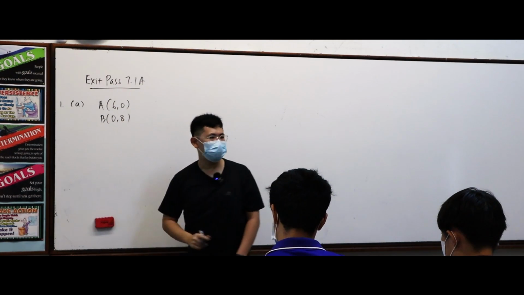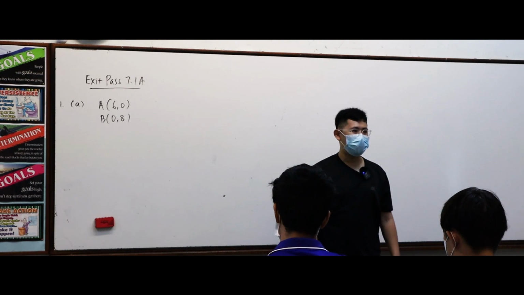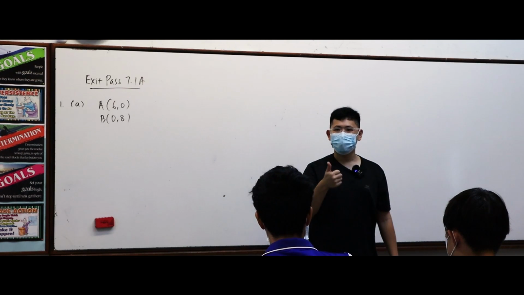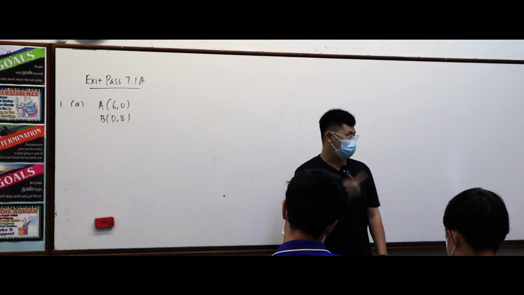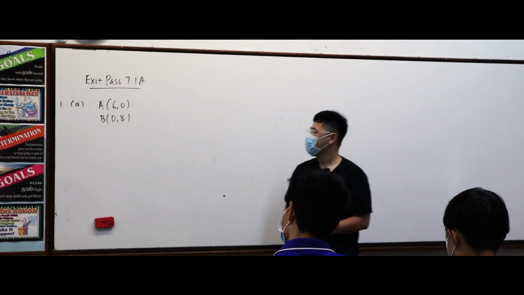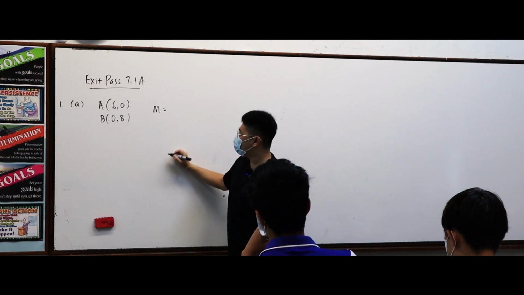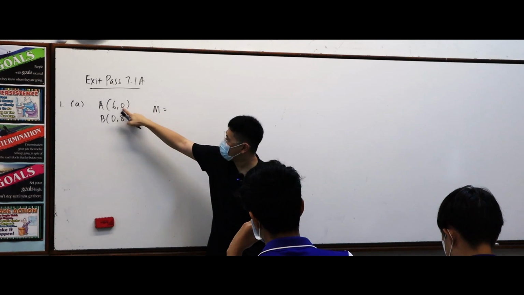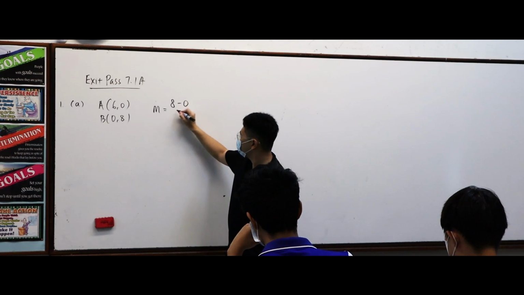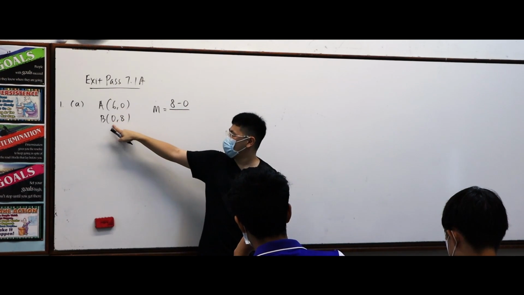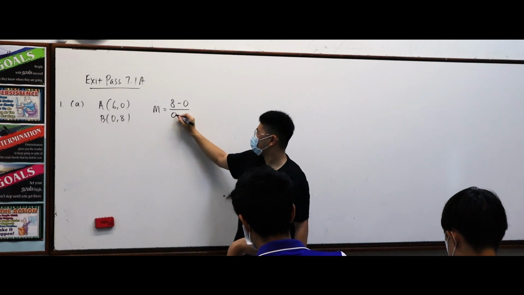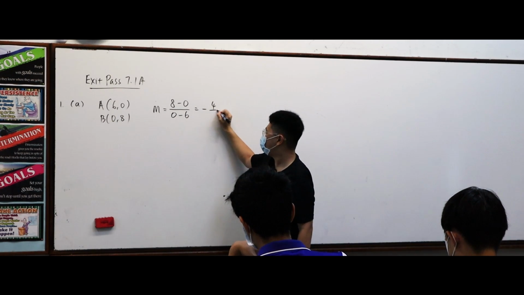Okay, so how do we find the equation of a line? We always need a point. We also need a gradient. So 1 point, 1 gradient. So can we find the gradient for this first? So the gradient is y2 minus y1 over x2 minus x1. Okay, so this will be negative 4 over 3.